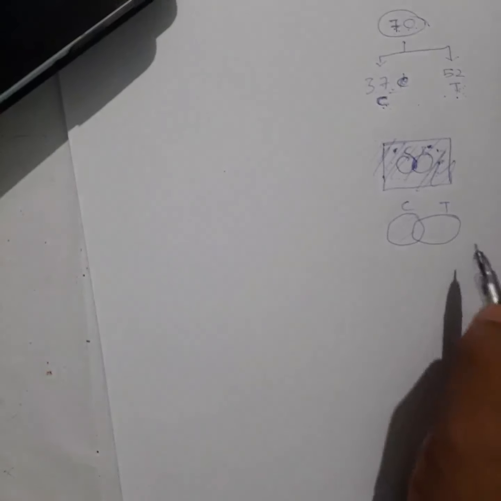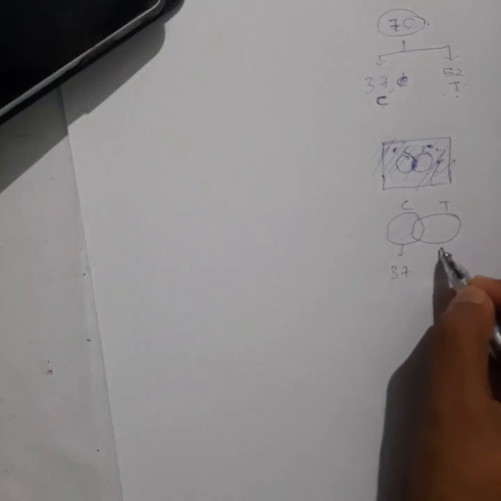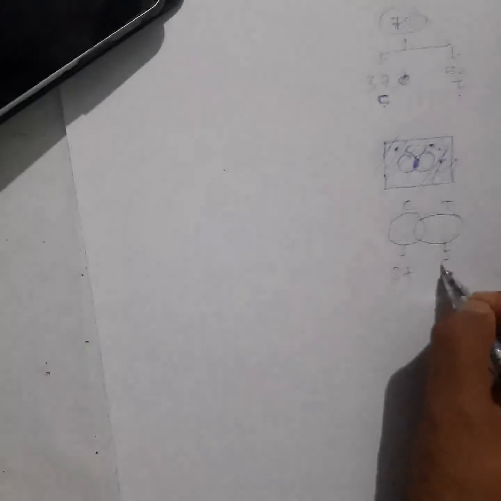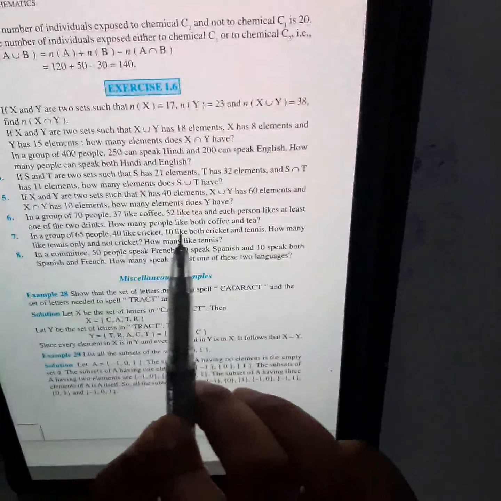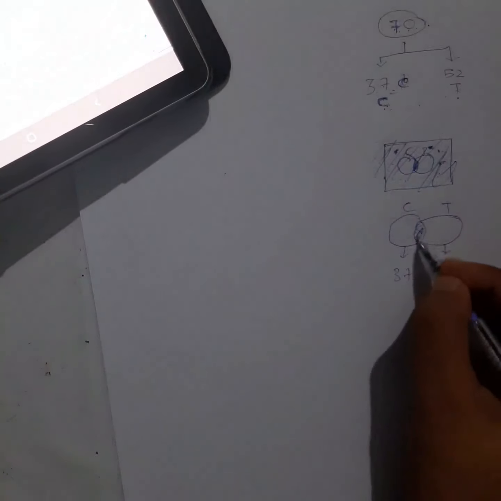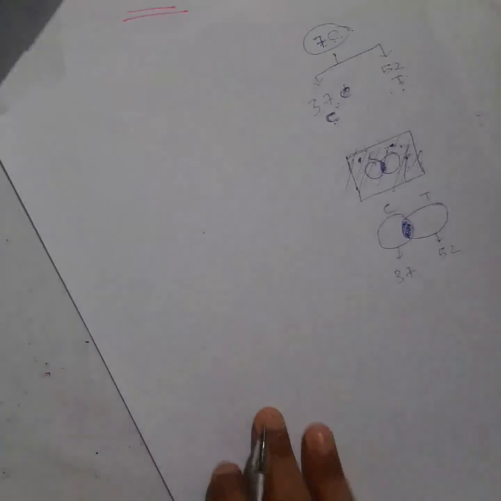So there will be people who like coffee and there will be people who like tea. How many people like coffee? 37. How many people like tea? 52. So obviously there will be people who like both also. Now we have to find out what we will check first. Okay, in the question they have asked you to find out how many people like both coffee and tea. So they have asked you to find this only. So very simple question, right?